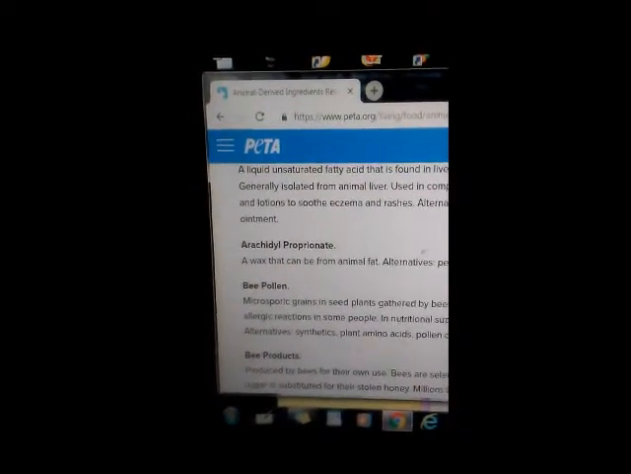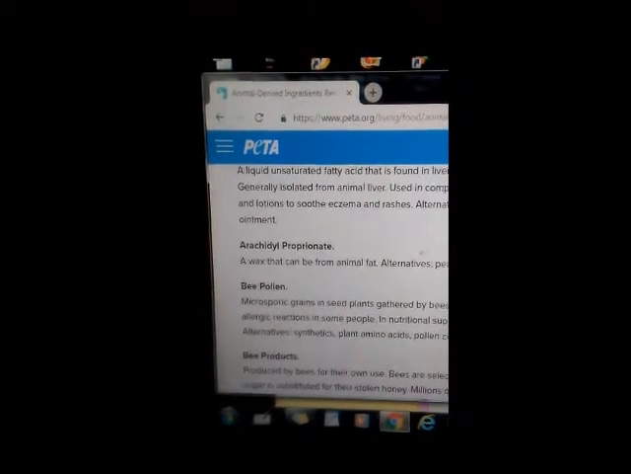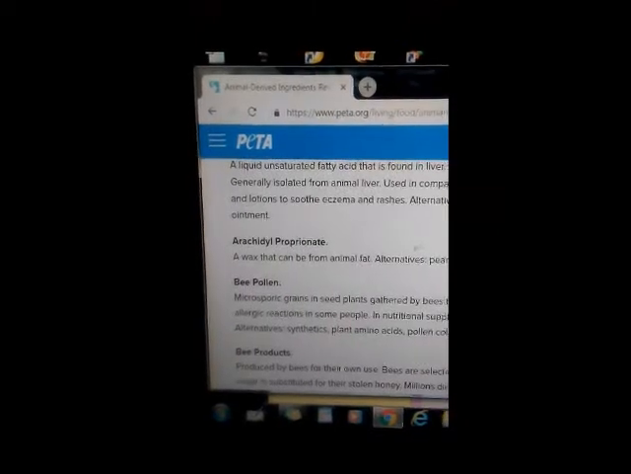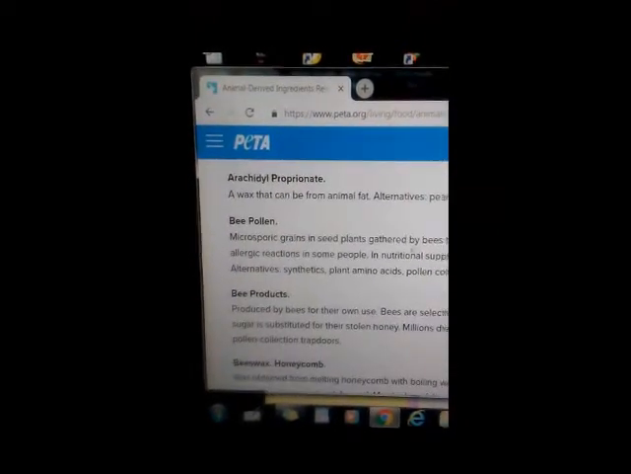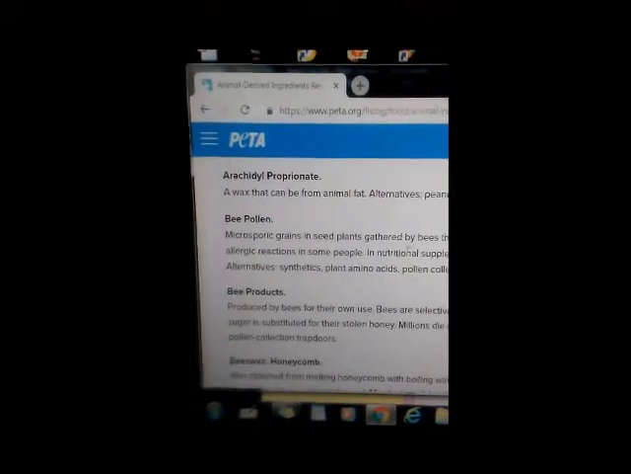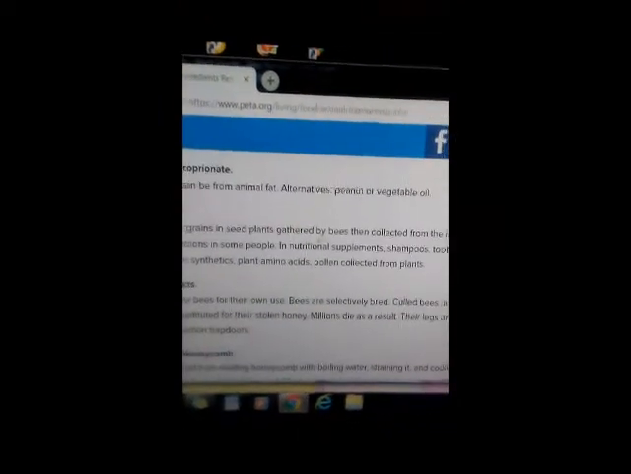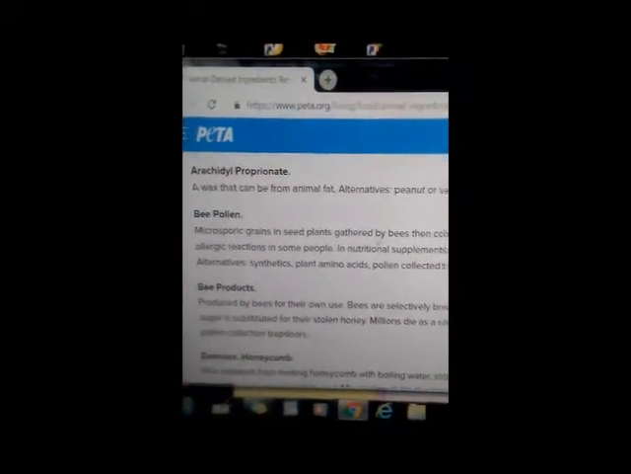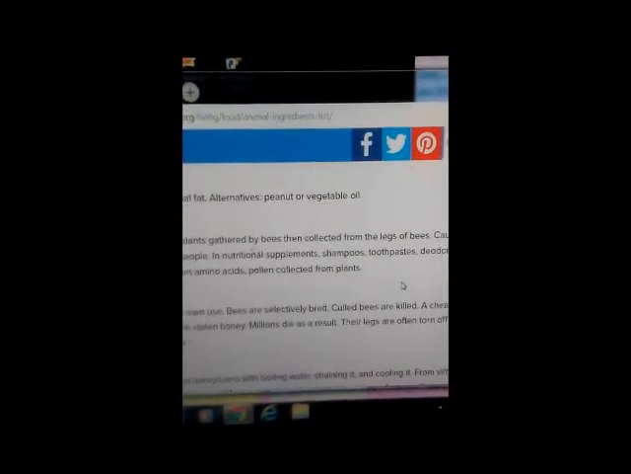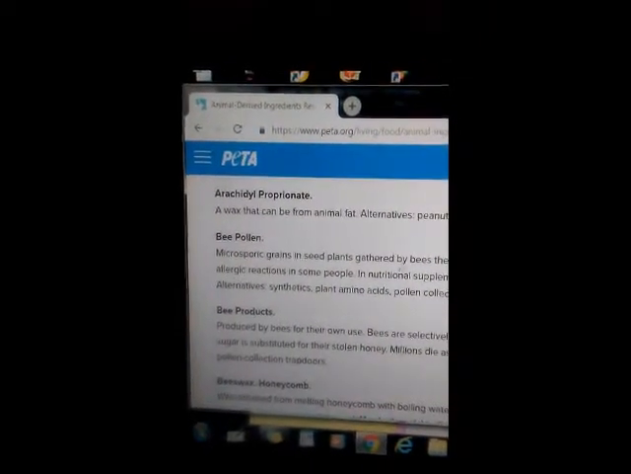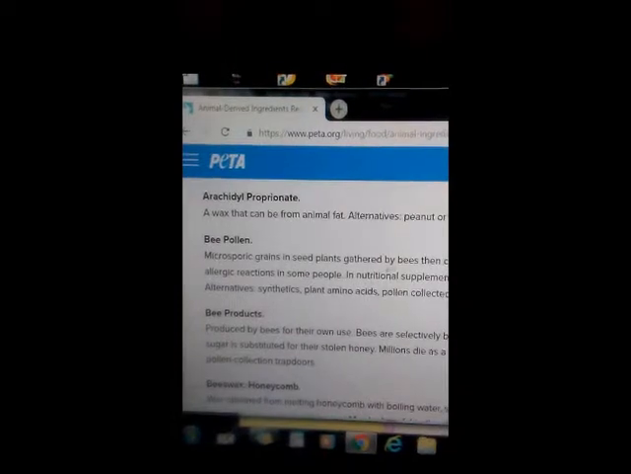So you got Acetylated propionate, a wax that can be from animal fat. So you got bee pollen. You got a lot of people allergic to that kind of stuff. It's the microscopic grains in seed plants gathered by bees, then collected from the legs of bees. Causes allergic reactions in some people. Used in nutritional supplements, shampoos, toothpaste, deodorants, and there are alternatives. You got pollen collected from plants instead. You got the plant amino acid.